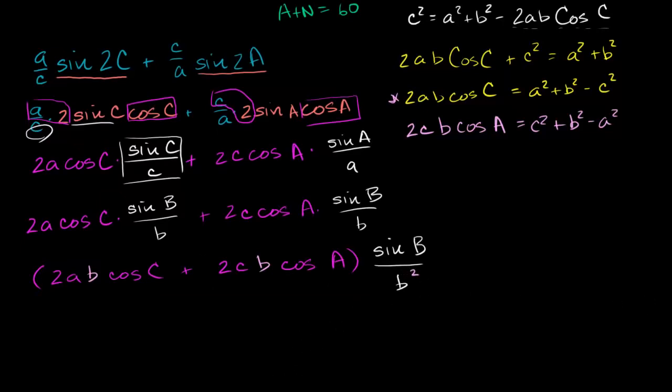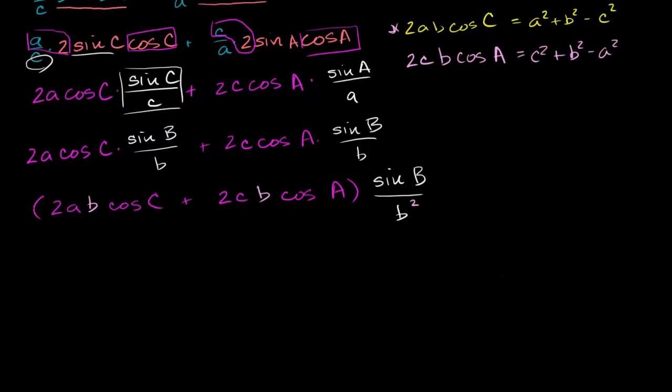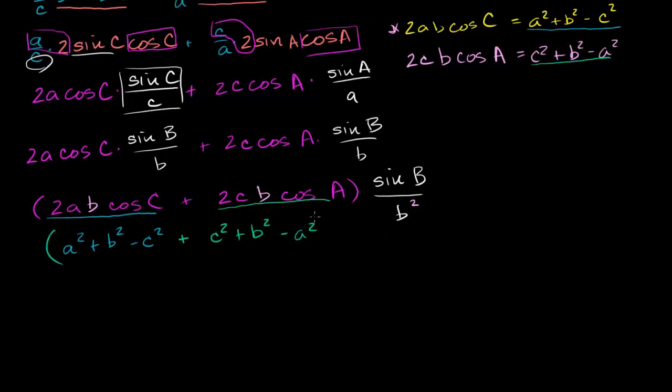Now, what does this give us? Well, this term right over here is now the exact same thing as that over there. So it is now a squared plus b squared minus c squared. And then this term right over here is now the exact same thing as this thing over here, which is the same thing as that. We're using the law of cosines. So this is plus c squared plus b squared minus a squared. And then all of that times this, sine of capital B over b squared.